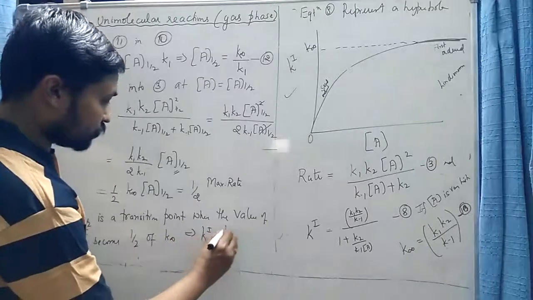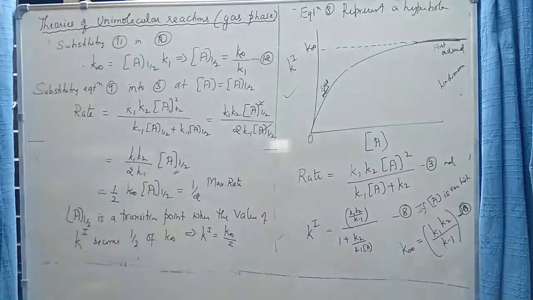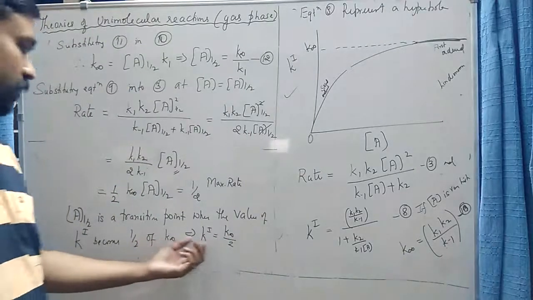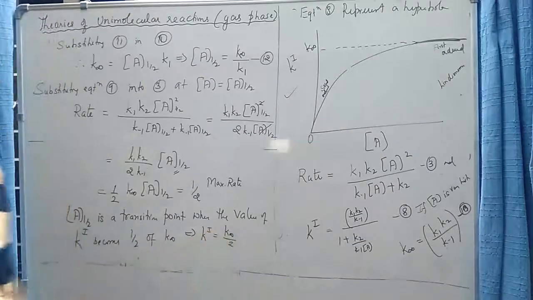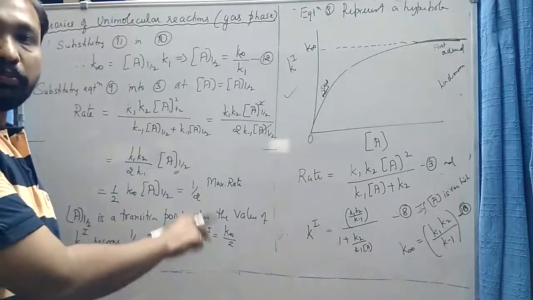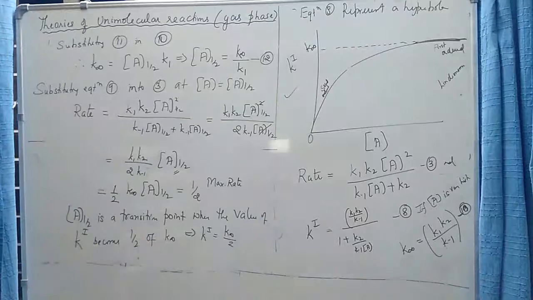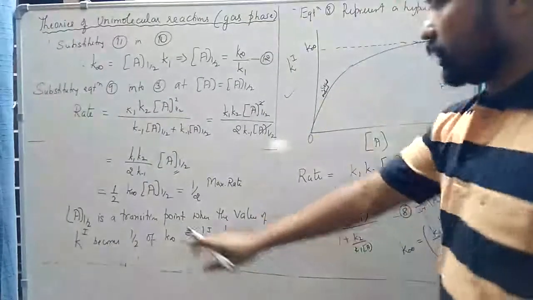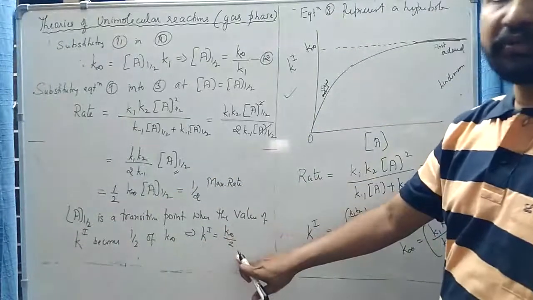K1 is equal to k infinity divided by 2. Here you have divided by 2. So this a half concentration is that concentration where the value of the first order coefficient k1 becomes half of k infinity. Okay, and it is also the point where a first order reaction may become second order or second order may become a first order. So let me diagrammatically represent it. So a half is a point where the value of k1 becomes half of k infinity.